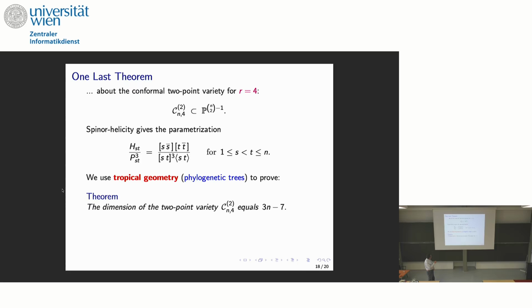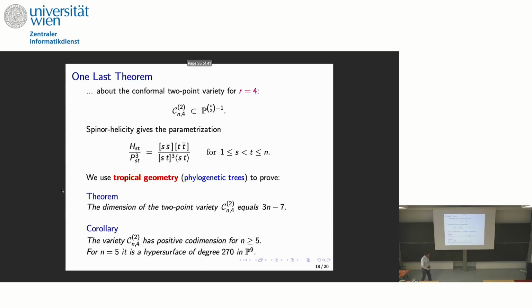So from this, we get the dimension of this two-point variety in this toy case is 3n minus 7, but we get more. So for example, from this, we see that the variety has positive codimension if n is at least 5. Let's plug in n equals 5. So if n is 5, the ambient space dimension is 9. If n is 5, then 3 times 5 minus 7 is 8. Okay? So if we have 5 fields, this is a hypersurface in a 9-dimensional space. And this hypersurface has degree 270. We can compute the degree.